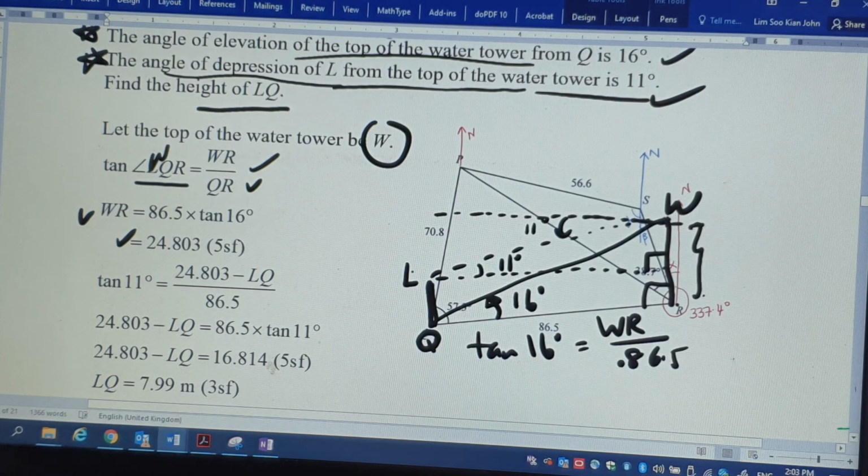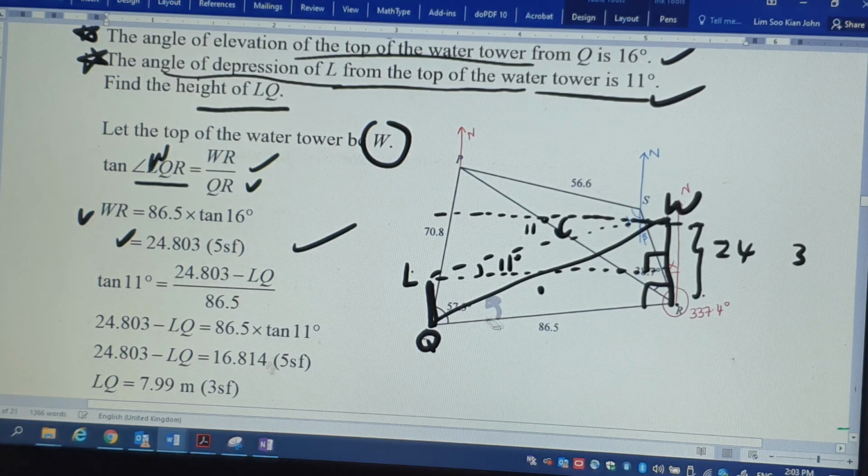Okay, everybody okay? Now after that, once we have found this, this whole thing is 24.803. Oh, it disappeared. Okay, never mind. You just label on your own. This one is 24.803. Now we are going to use this dotted triangle here already. Can you see this dotted triangle here? I erase this, so that you focus only here.